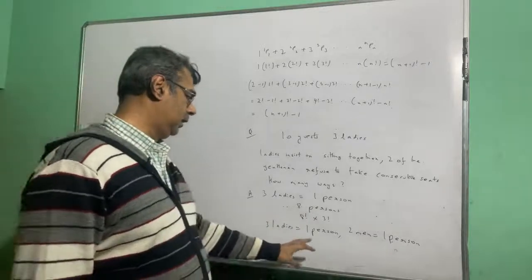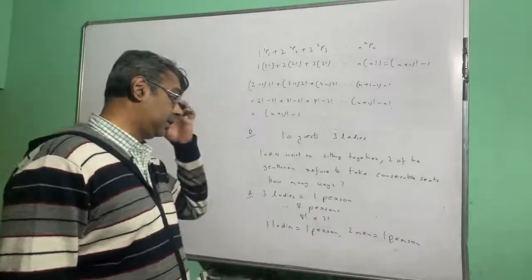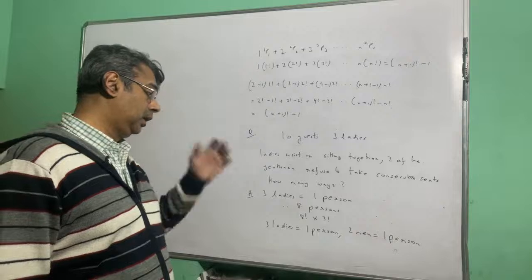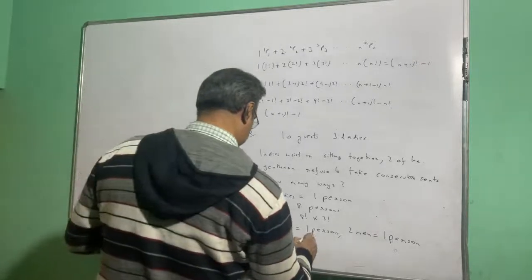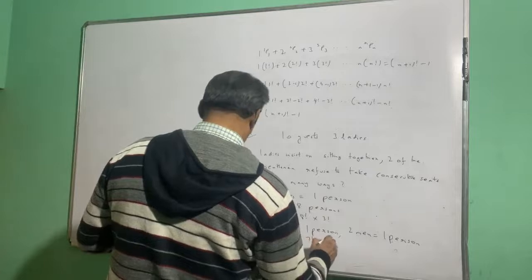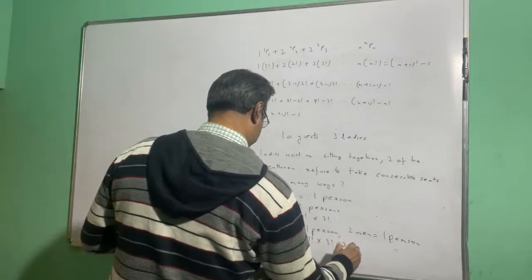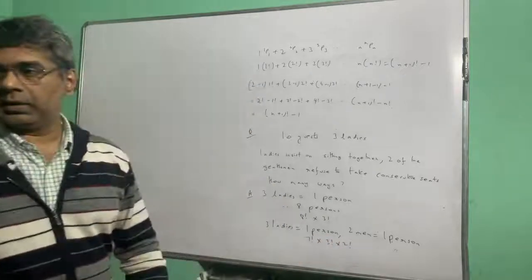Okay, so considering the 3 ladies as one person and 2 men as one person, what happens? The number of ways is 7 factorial into 3 factorial into 2 factorial.